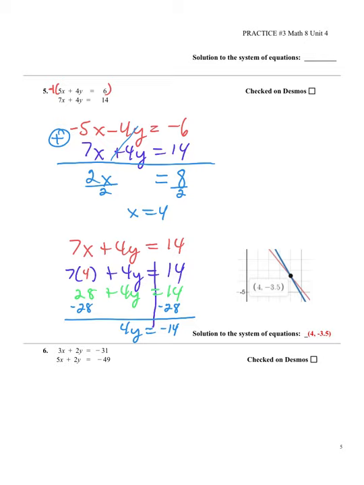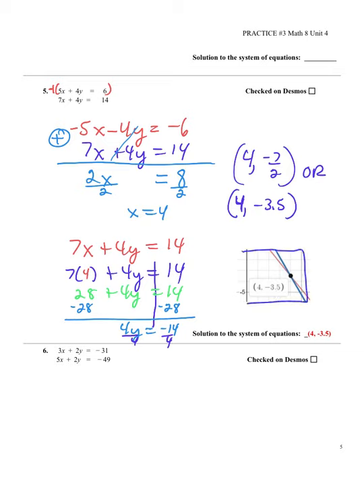And when I divide by 4, you could either write this as 4, negative 7 over 2, or 4 and negative 3 halves. Either one is fine. You can reduce the fraction or write it. And once again, I took my two equations, I put them in Desmos, and they check.